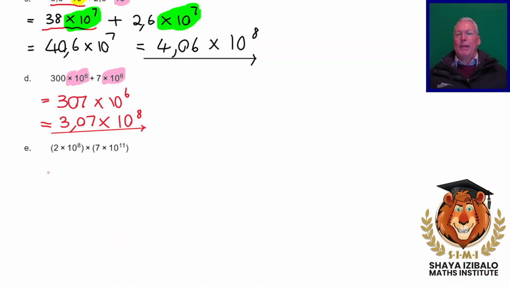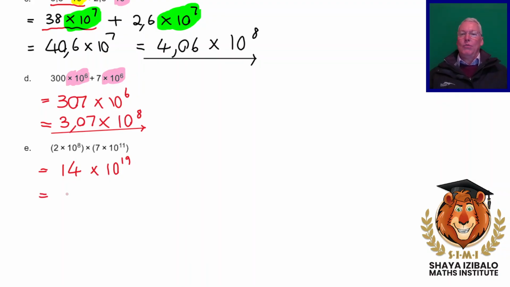The next one's multiplying. Multiplying is actually nice and straightforward because we don't need to worry about the different types. 2 times 7, 14. We've got 8 tens here and we've got 11 tens here. Normal exponent stuff, same base, add the exponents. There's our answer, but it's not in scientific notation.